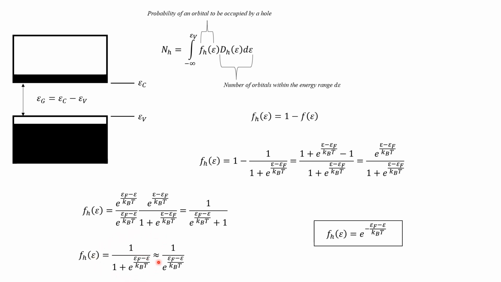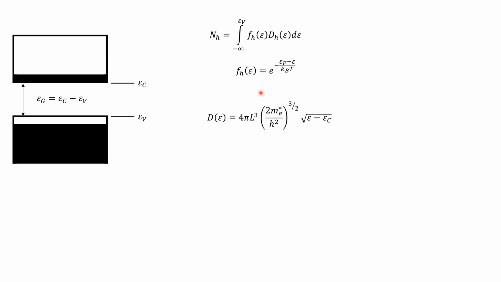So then we can use the same approximation we discussed in the previous lecture to obtain a simplified version of the probability of an orbital to be occupied by a hole. Next, we need to adapt the expression for the density of states in the conduction band to obtain an expression for the density of states in the valence band. So recall that this term is the effective mass of free electrons. So we need to replace this term with the effective mass of holes. In other words, the effective mass of electrons in the valence band.